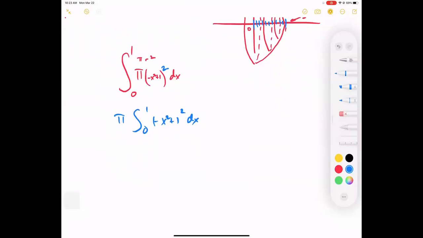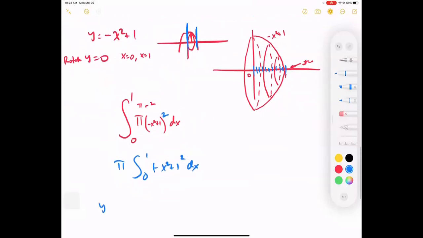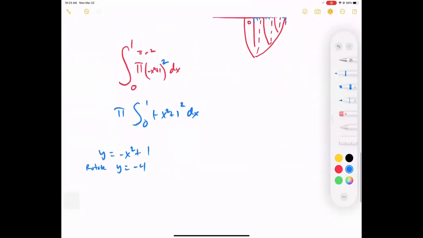What if I change the axis? Same exact problem, y is equal to negative x squared plus 1, except I want to rotate around y is equal to negative 4. Okay. So we have the same model. We said it's going to go this way. We'll say from x is equal to 0 to 1, like what we said before, except my axis is down here at negative 4.